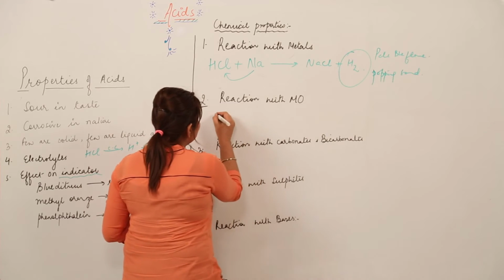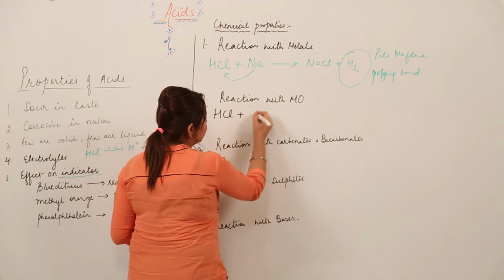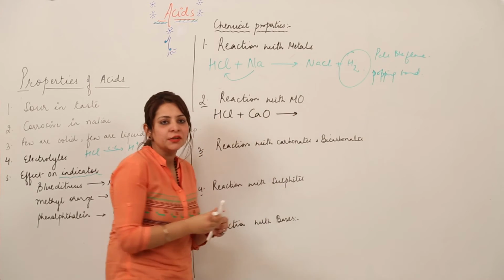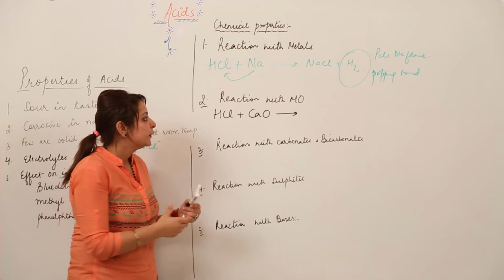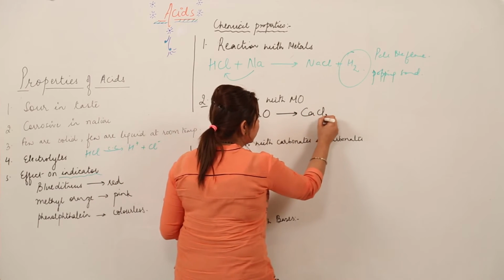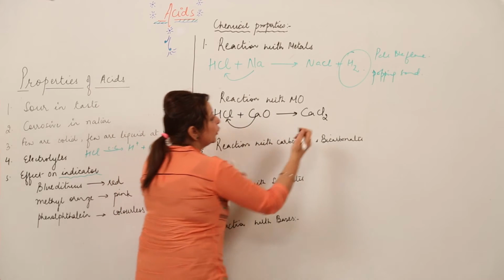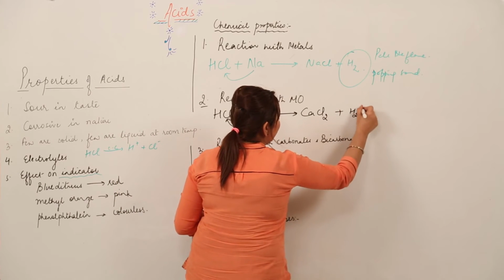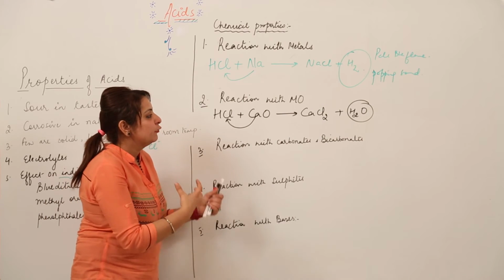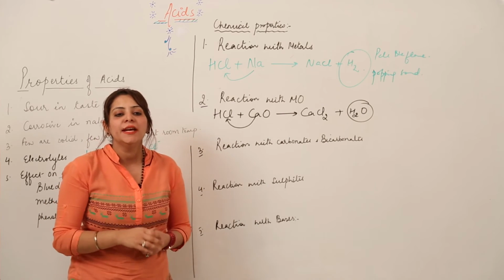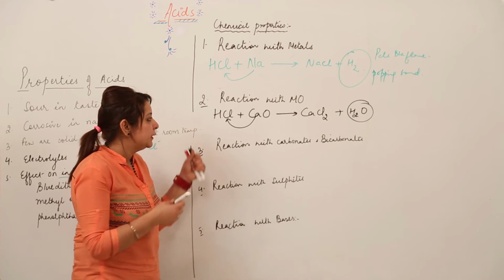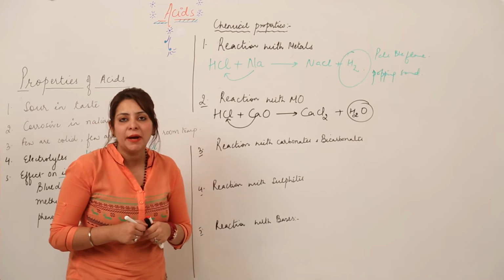Suppose I have an acid and a metal oxide, say calcium oxide. What do I get? They will form the respective salt again, that is calcium chloride, and what we are left with is H and O, so obviously we are going to get water. So when they react with metal oxide, they form the salt, and along with that we get water. Third is the reaction between the acid and the carbonates and bicarbonates.